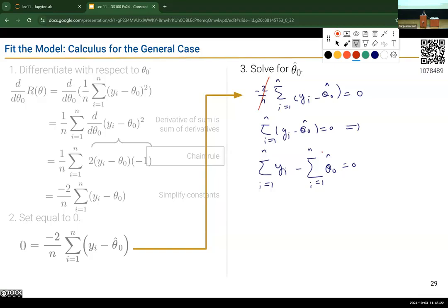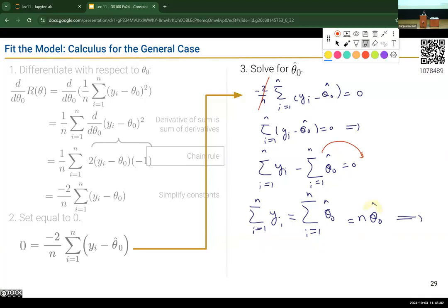I can take this theta 0 hat summation to the other side so that I can get rid of the negative sign, and then I will have one term related to theta 0 hat with respect to something else. That means that I have solved it. So this effectively means that I have the summation of i from 1 up to n of yi, which is equal to the summation of i from 1 up to n of theta 0 hat, which is a constant, and is going to be equal to n times theta 0 hat, right? So then everything is going to be simple.